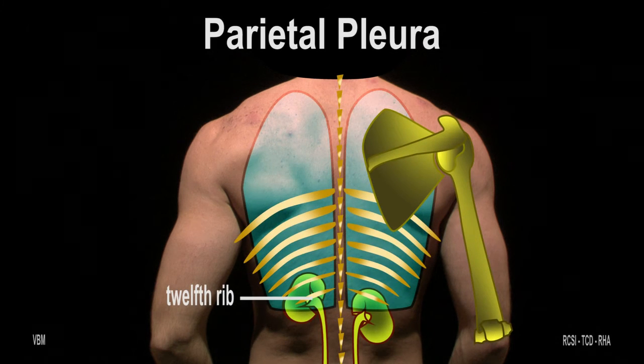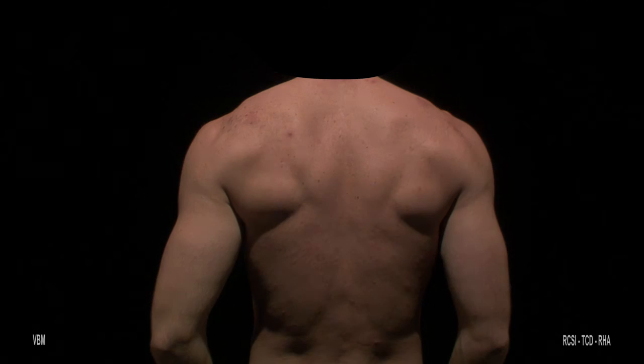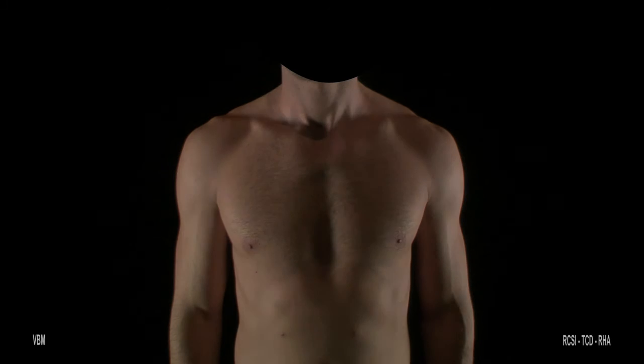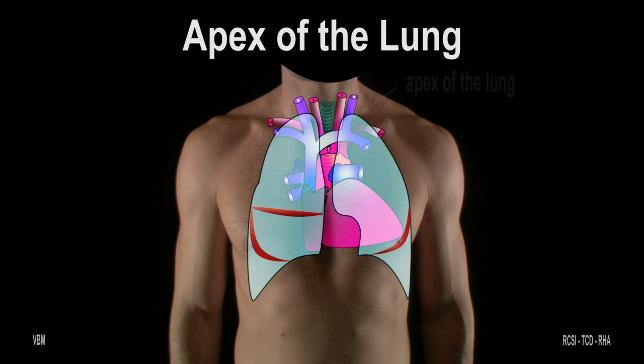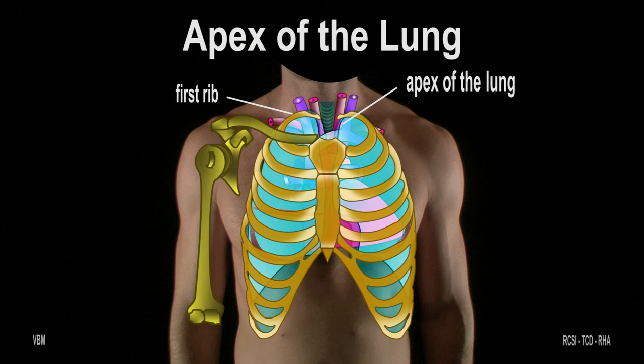Note, an incision here in the costovertebral angle could also enter the pleural sacs and cause a pneumothorax. The lungs. Apex of the lung. The apex of the lung rises as high as the neck of the first rib. Note, this is above the clavicle and it fills the cupola of the pleural sac.